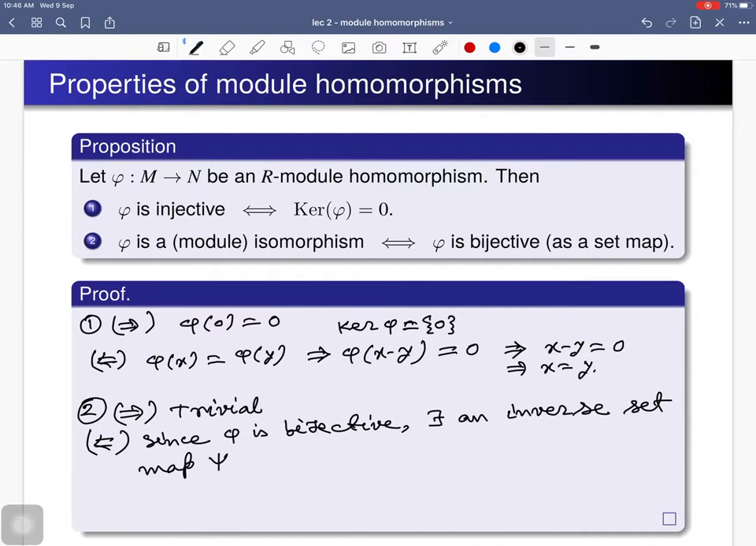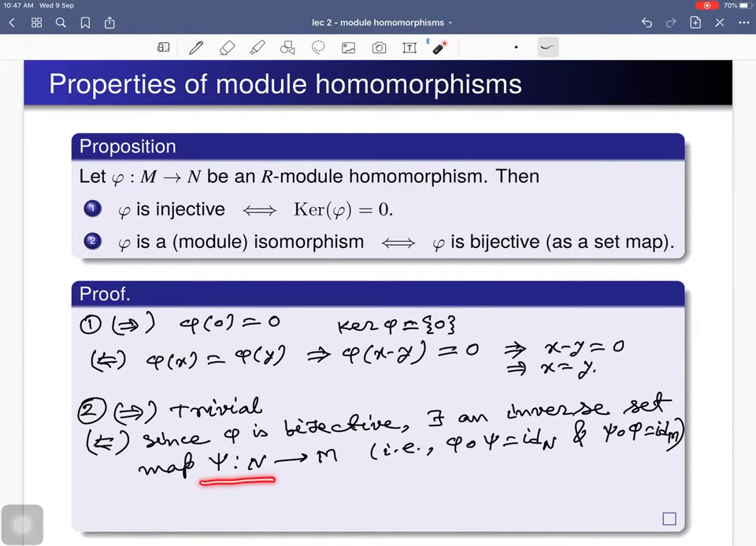Let us say psi from N to M, an inverse set map, that is phi compose psi is the identity map on N, and psi compose phi is the identity map on M. So we just need to prove that this inverse set map is actually a module homomorphism. Then we are done.